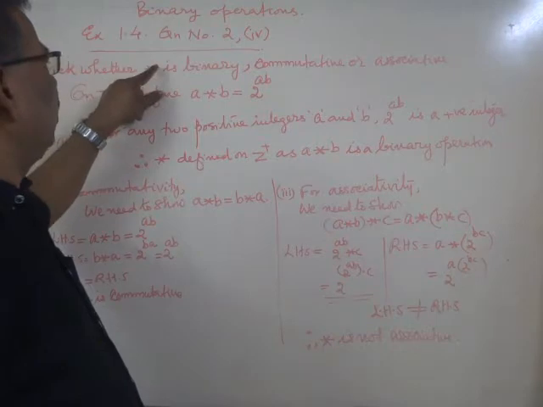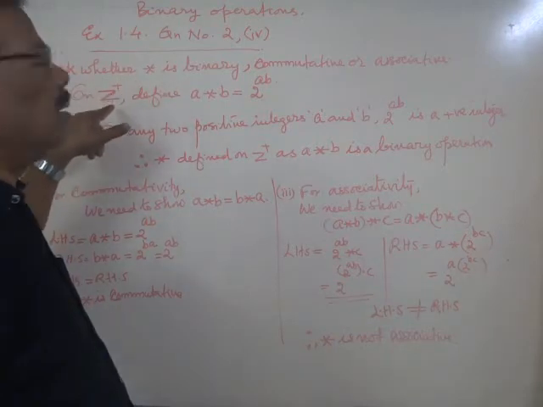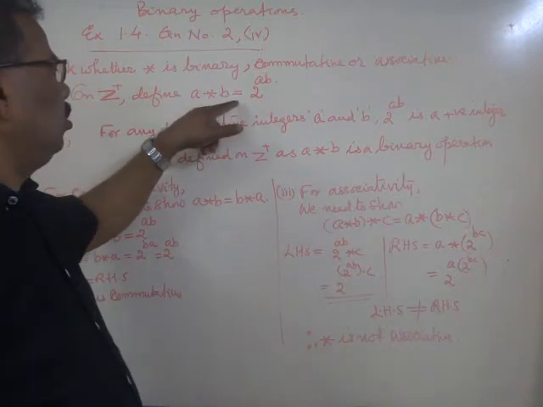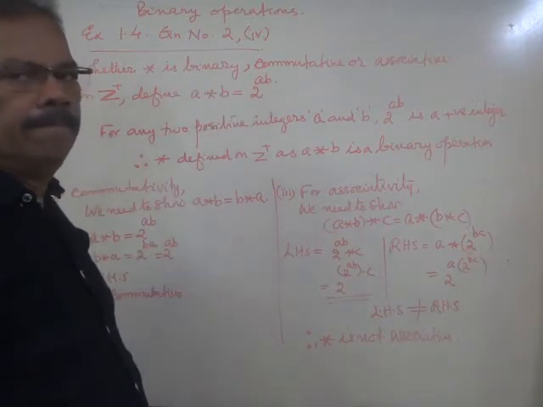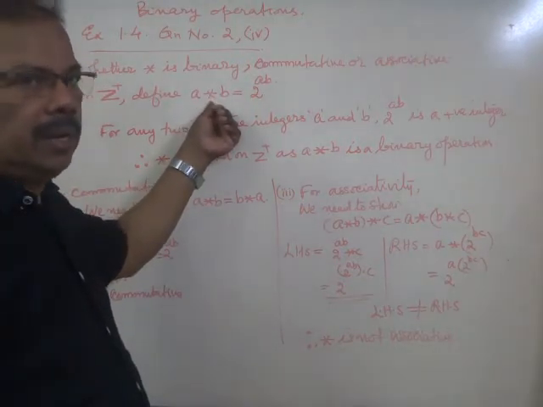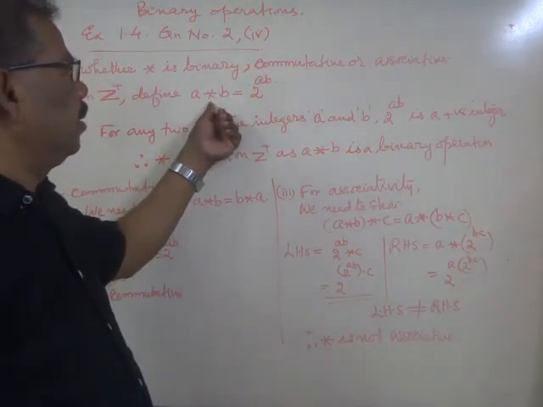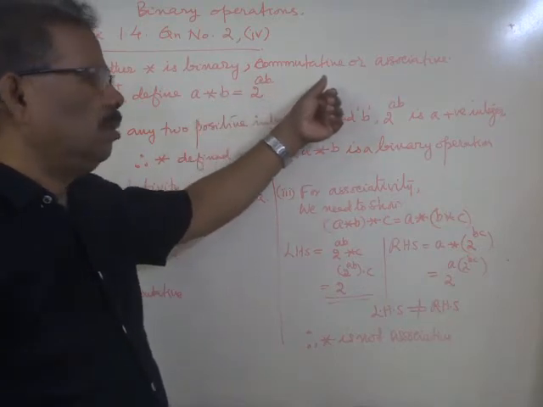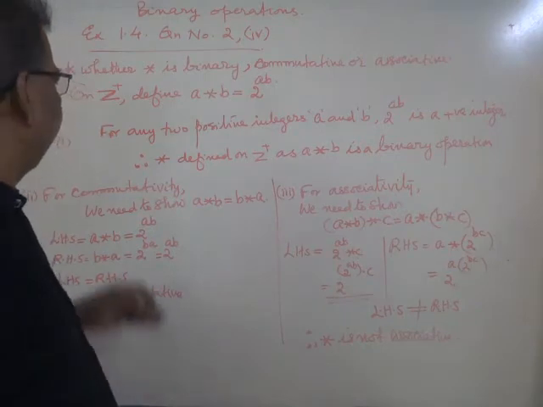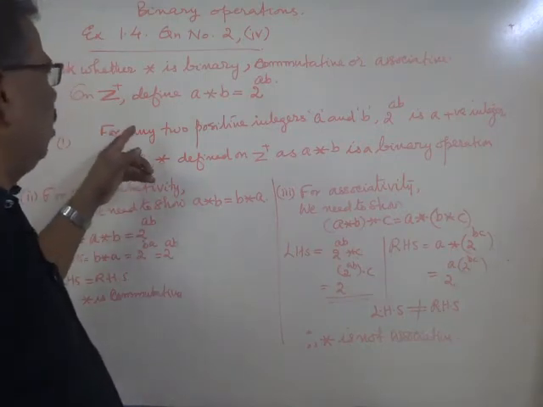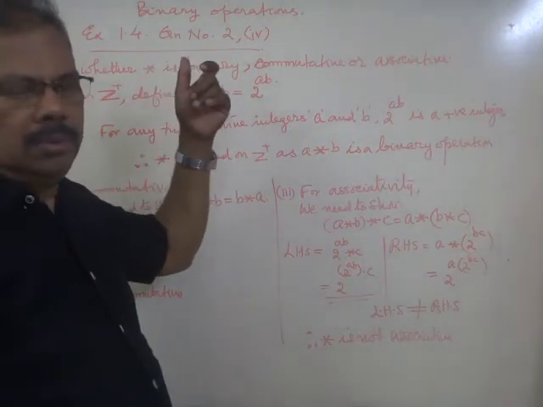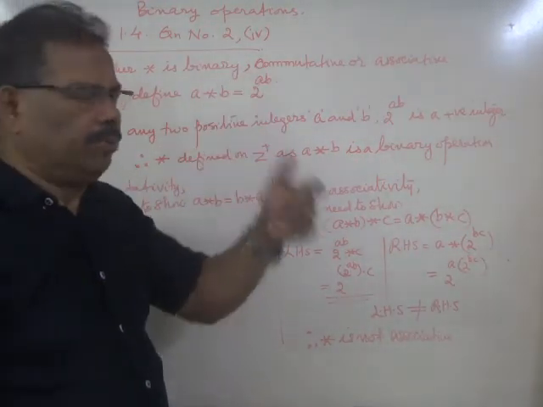An operation is defined on positive integers as a star b is equal to 2 raised to ab. You are asked to check whether this operation is a binary operation, and whether it is commutative or associative. We shall examine, regarding the binary operation, whether it is a binary operation.